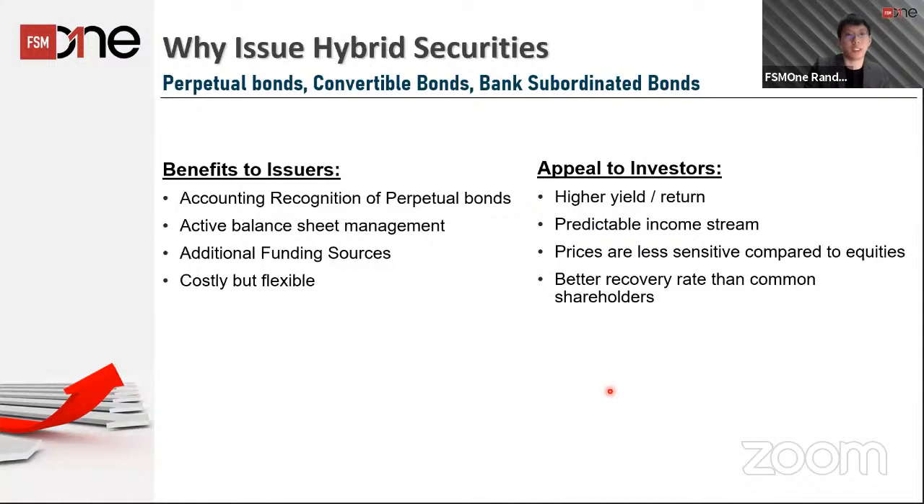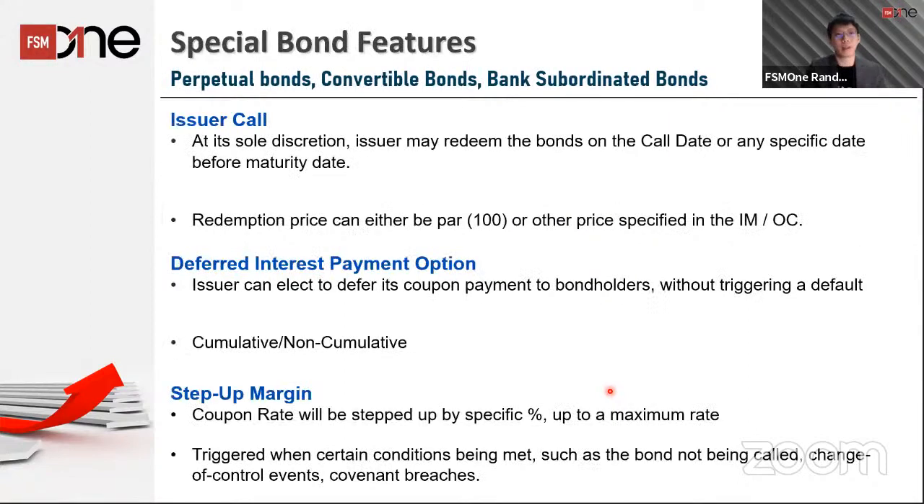So they can actually consider these hybrid securities, but they have to understand the special features contained inside these securities. Okay, so I guess it's time to look at the common features that you can find in all these perpetual bonds, convertible bonds, and also these bank sub-bonds.